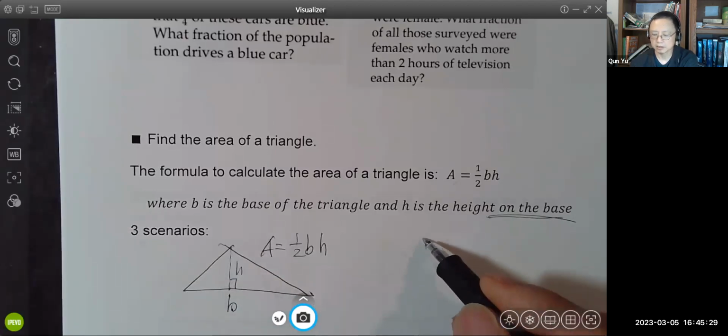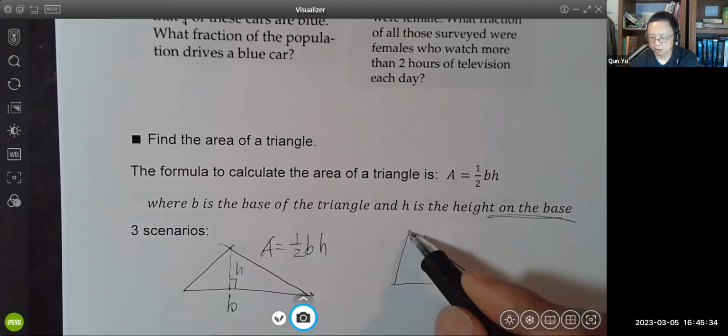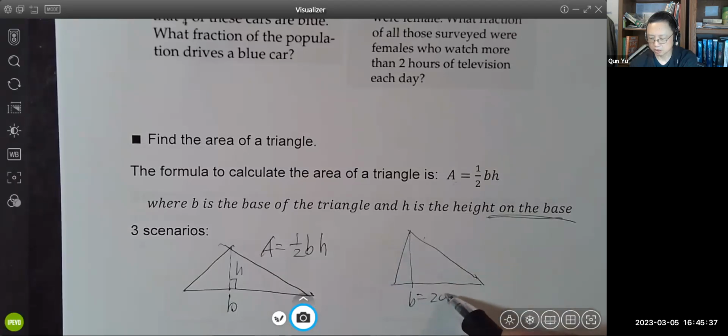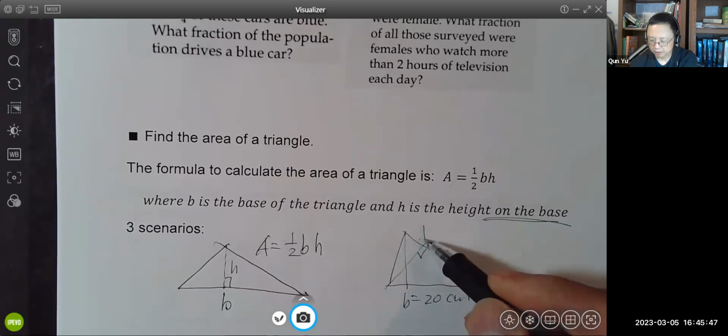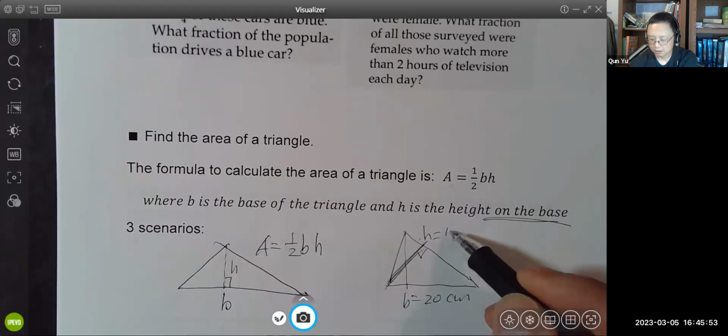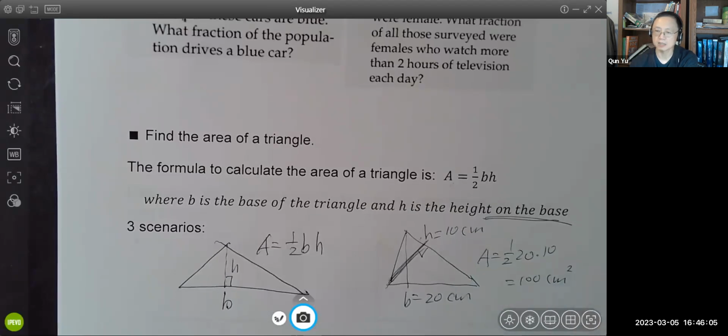Let me give you a scenario where people make that common mistake. So this triangle, people are given b equals 20, let's say centimeters, and people are also given, say, a height here. They label this side as h equals, say, 10 centimeters. And then they ask people to calculate the area. People just plug in the numbers, base times height, and get 100 square centimeters, and this is totally wrong.